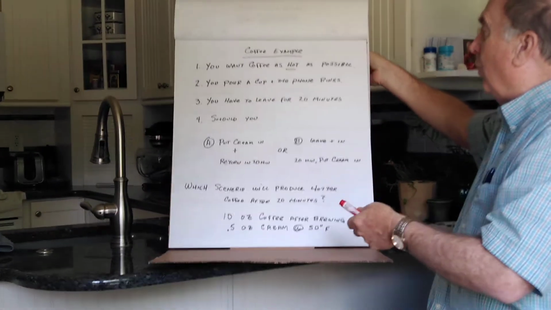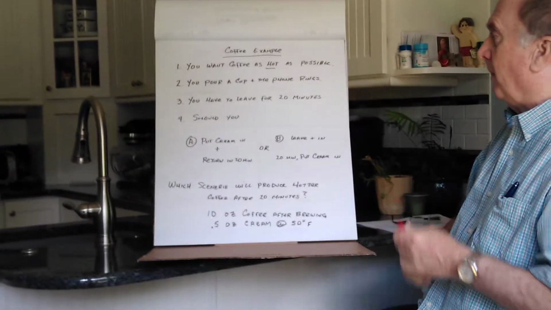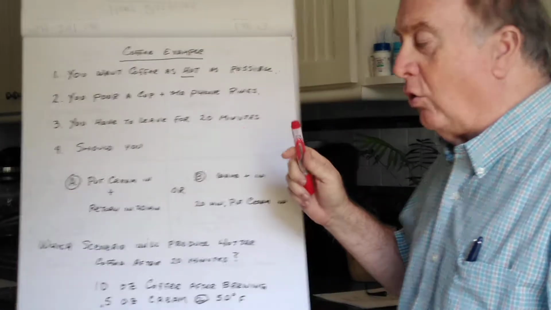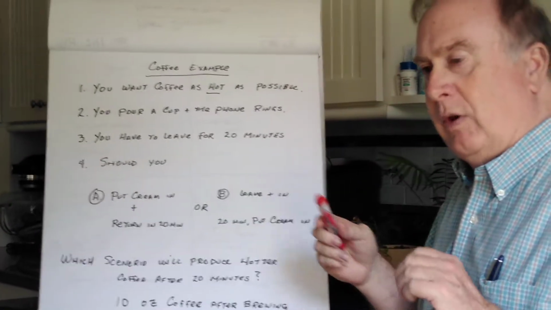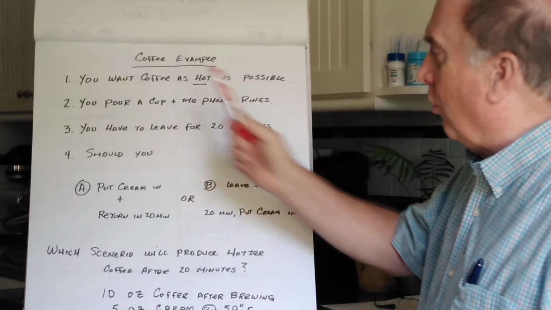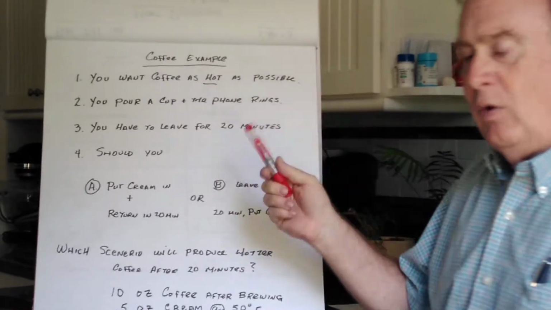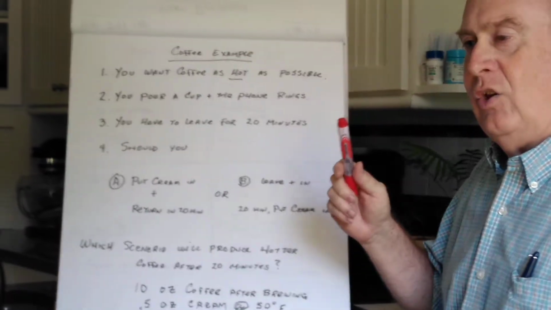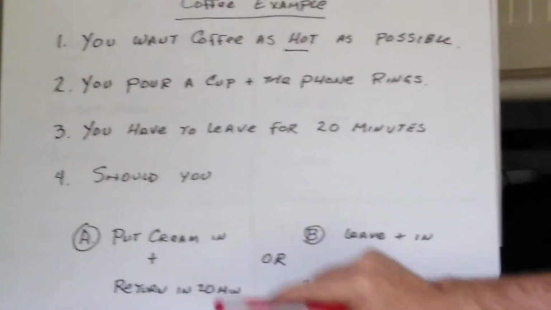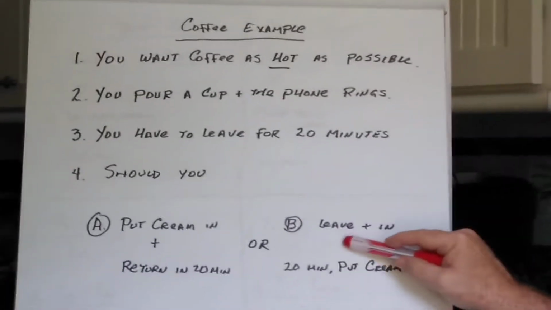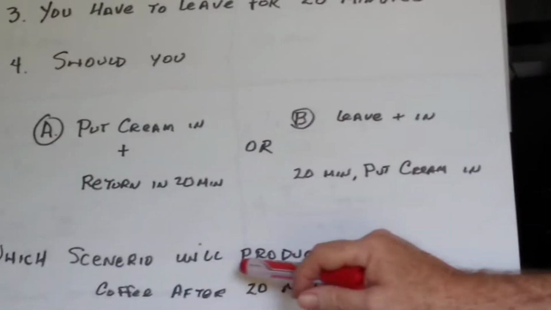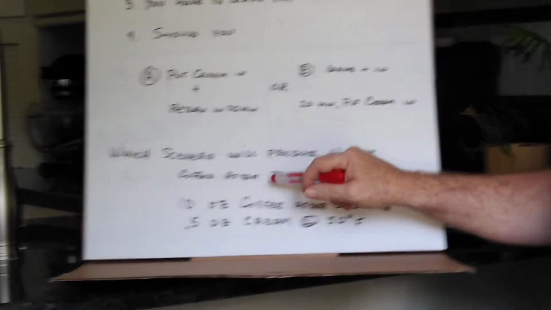Now we're going to apply it to an example in making coffee. You brew yourself a cup of coffee, and you like to drink your coffee as hot as possible. As we brew it, hot as possible is about 160 degrees Fahrenheit. You pour your cup of coffee, and the telephone rings, and it's your boss, and he wants to see you for 20 minutes. You want to keep your coffee hot, so you have to make a decision. Should you put the cream in right then and return in 20 minutes, or should you leave the coffee alone, come back in 20 minutes, and then put the cream in? In which scenario will you produce hotter coffee after 20 minutes?